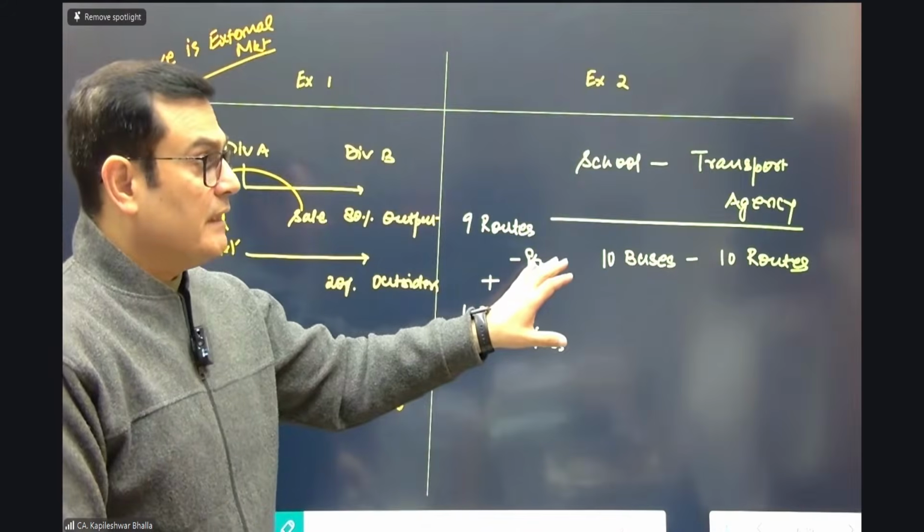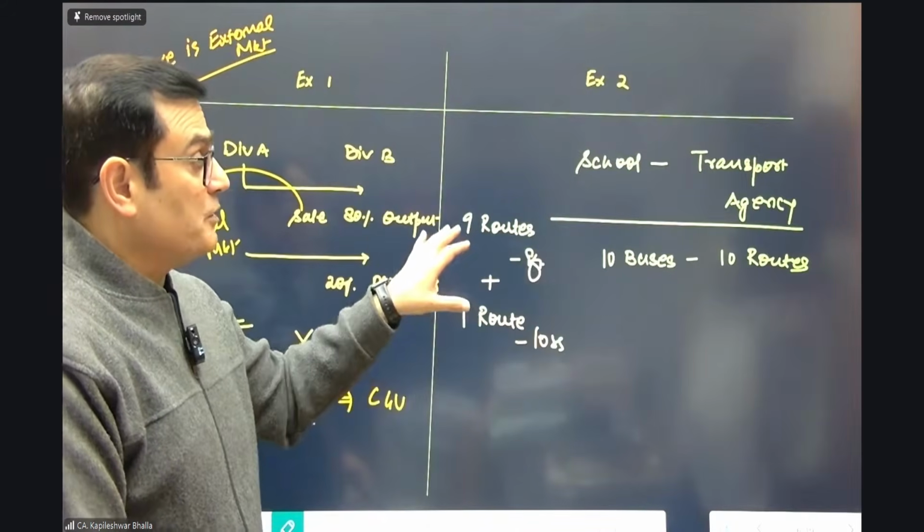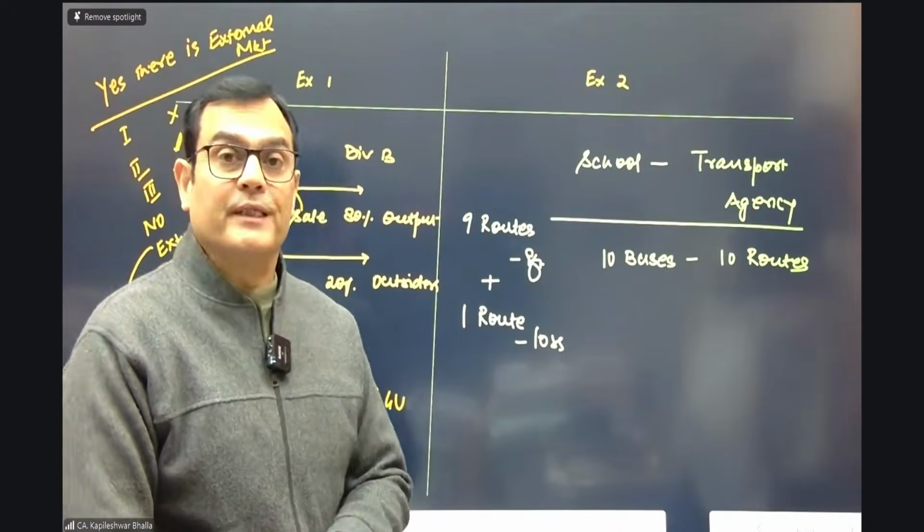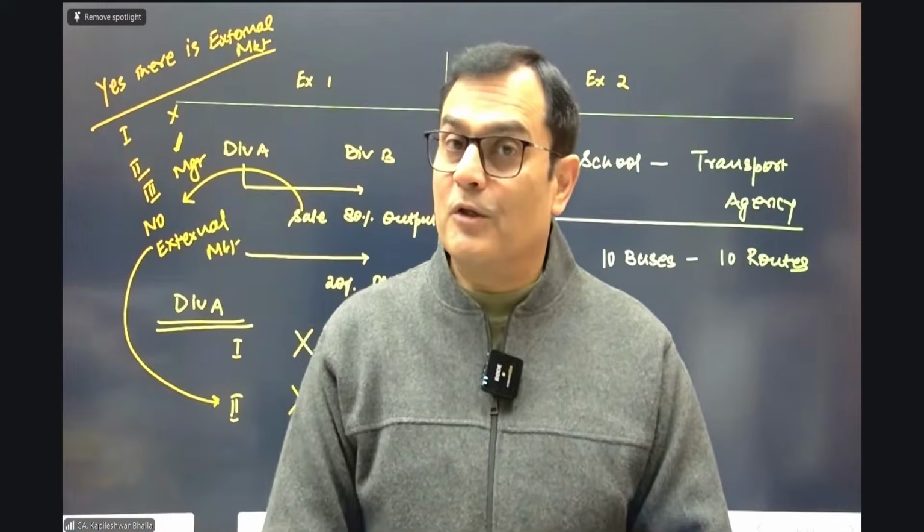So they told him very clearly that you're going to get 10 routes, out of which 9 routes you're going to get a profit and 1 route you're going to get a loss. But the agency still accepted the contract.